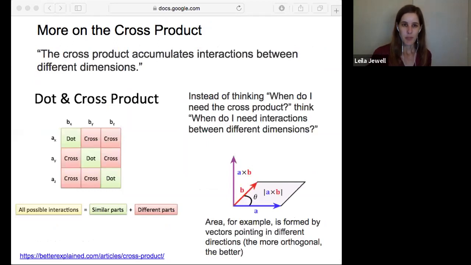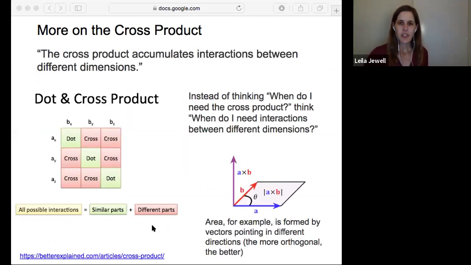What about the cross product? The cross product accumulates interactions between different dimensions. So this is a nice depiction of the dot and the cross product together. The dot takes all the like dimensions, all the x dimensions, the y and the z, all the similar parts, versus the cross product looks at all of the different dimensions and how they can interact. So all possible interactions are summed up by a combination of cross and dot product.